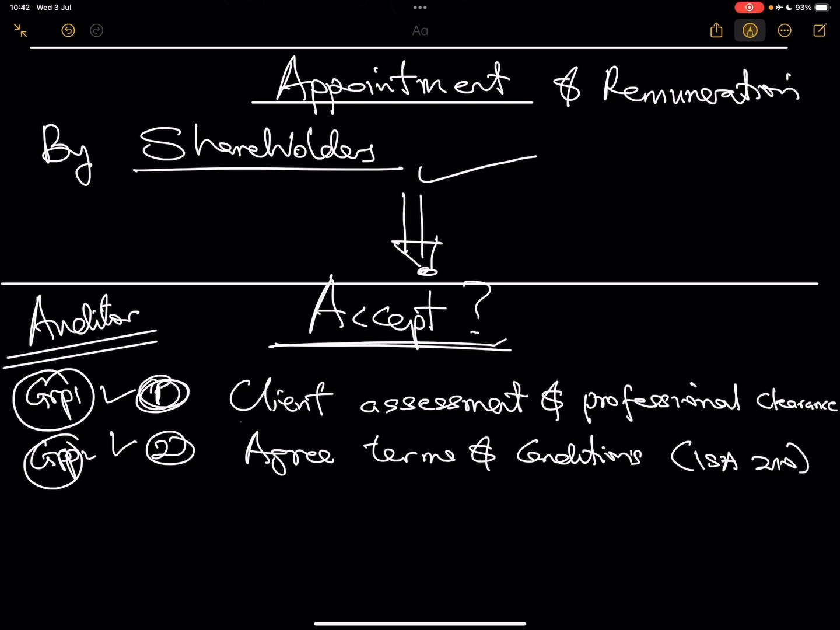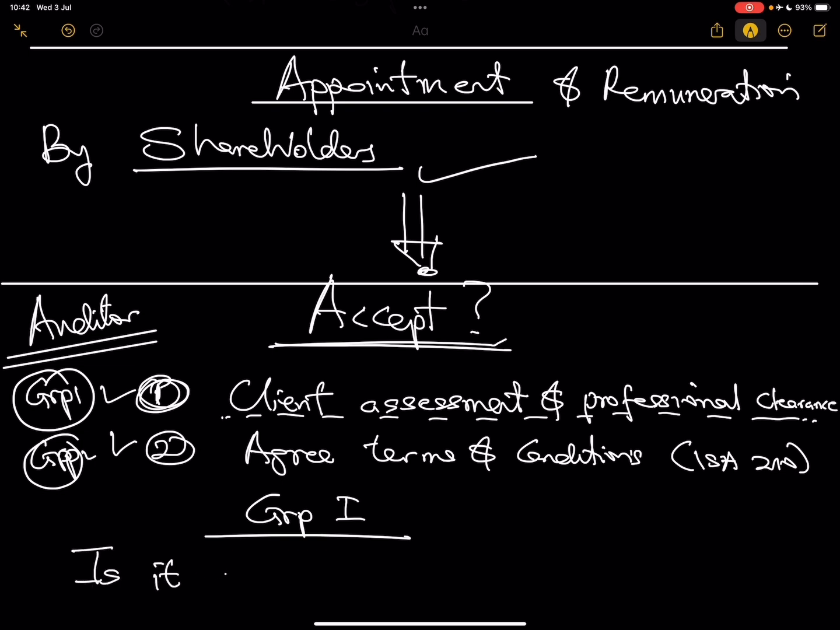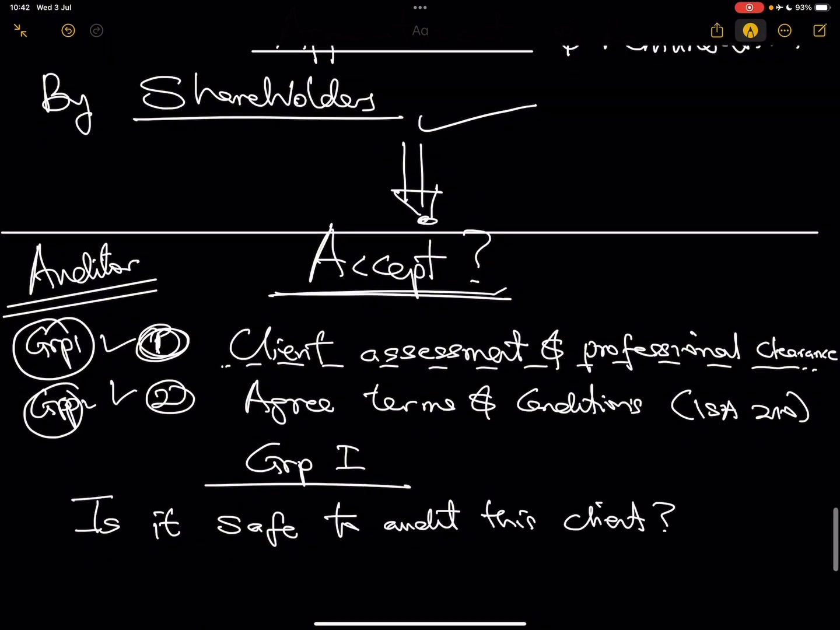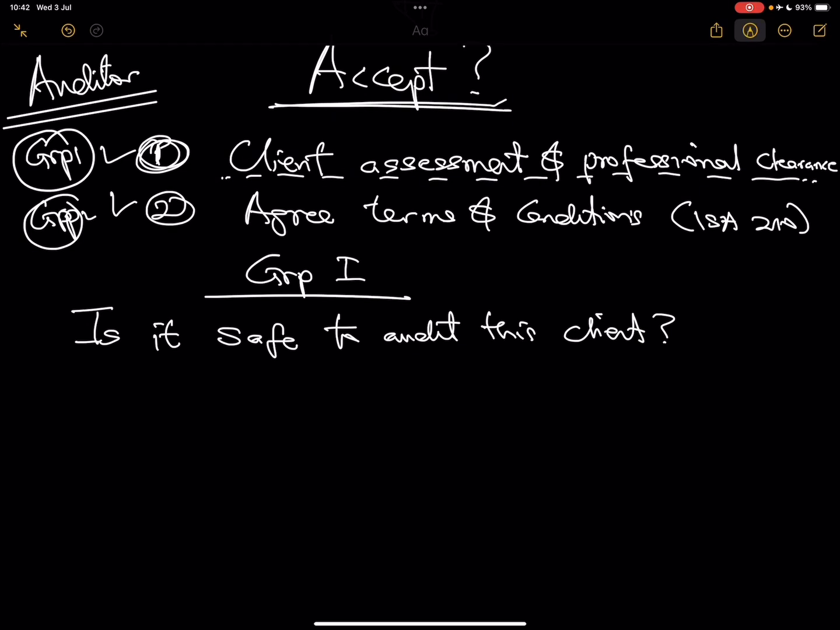Group 1 is client assessment and professional clearance. What you want to do there is to ask yourself whether it is safe. What you're trying to ask yourself is: is it safe to audit this client? Can we do it? Do I have enough resources? Let's start listing it. Is it safe? Because if the client is into drugs, terrorism, criminal acts and all of that, you cannot associate with those kinds of clients.